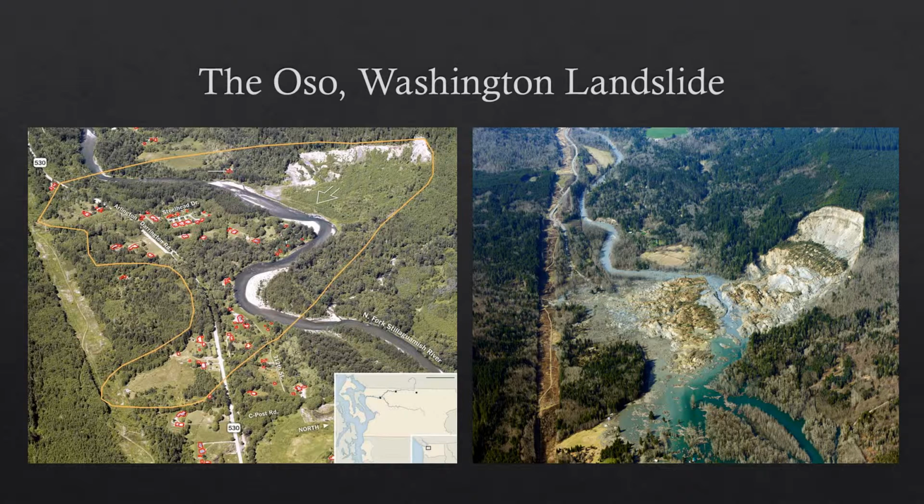If you look here on the left side, you see the yellow outline shows the scope of the slide. All the red outlines show houses and smaller buildings. And then if you look on the right side, you can see just how devastating that slide was. Just the entire side of that mountain slid down.